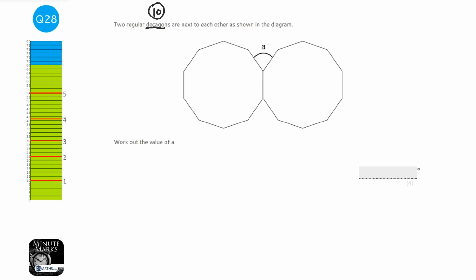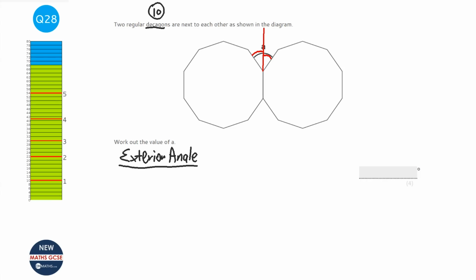A quicker way maybe, and especially on the non-calculator paper, but it works on both papers, is to draw a line up here and realise that you've got two exterior angles there. And the beauty of exterior angles for polygons is they always add up to 360. So to work out the exterior angle, always write down what you're working out.